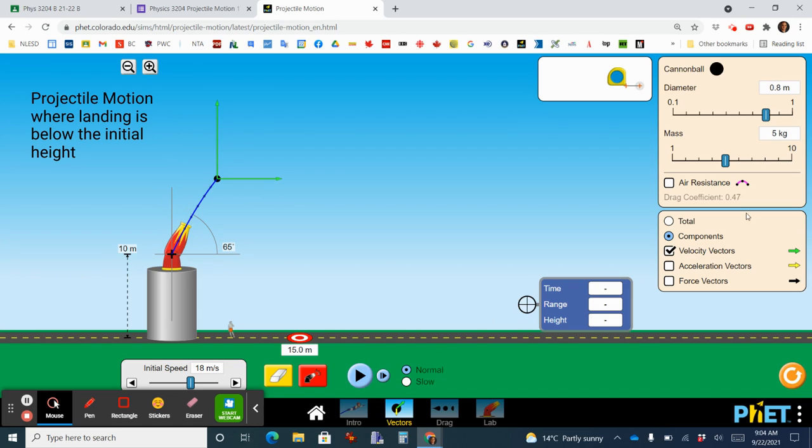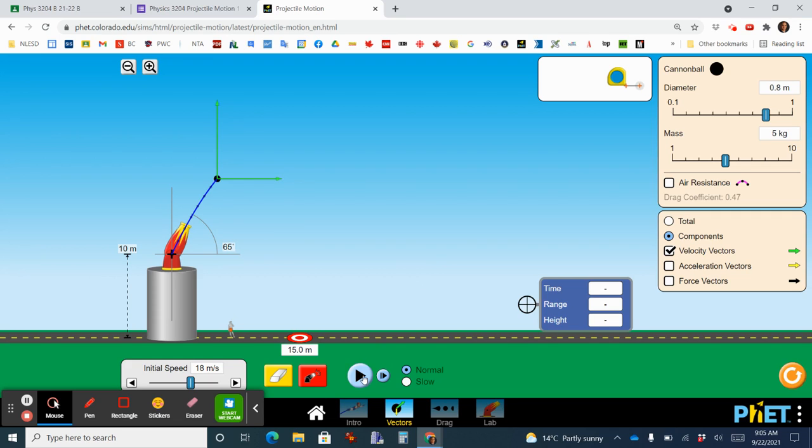Launch, freeze immediately. And you can see here, there's the overall velocity. And here is the velocity broken down into components. There's a horizontal component, which is calculated by multiplying 18 by the cosine of 65. And the vertical component is found by multiplying 18 by the sine of 65. And that's how you break the overall velocity vector down into its two components.